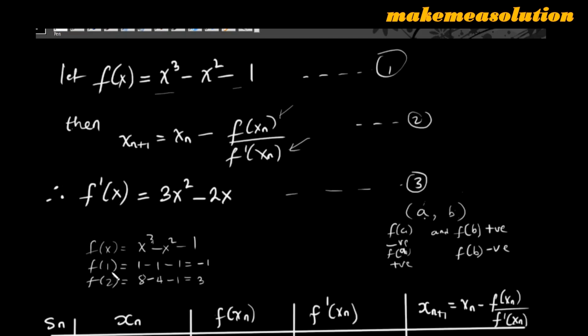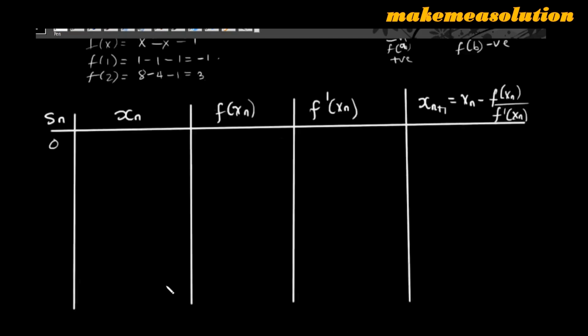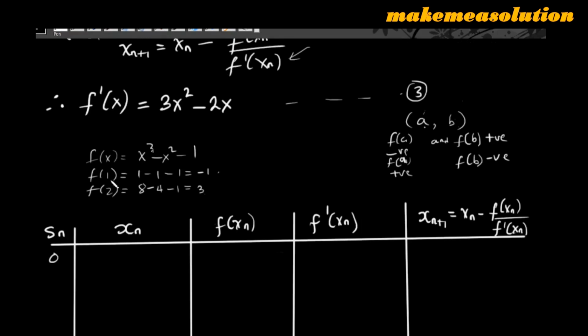Can you see that f of 1 is negative and f of 2 is positive? Sometimes it might be the other way around, f of 1 might be positive and f of 2 might be negative, but as far as they are different signs, it means that there is a root. This function has a root between the points 1 and 2. A good point to start your iteration is the middle point of these two values, 1 and 2. So I'm going to start my x naught as 1.5. Is that okay? So 1.5 will be my x naught.